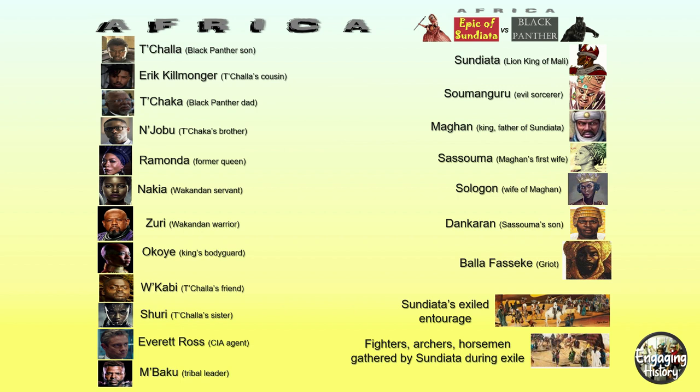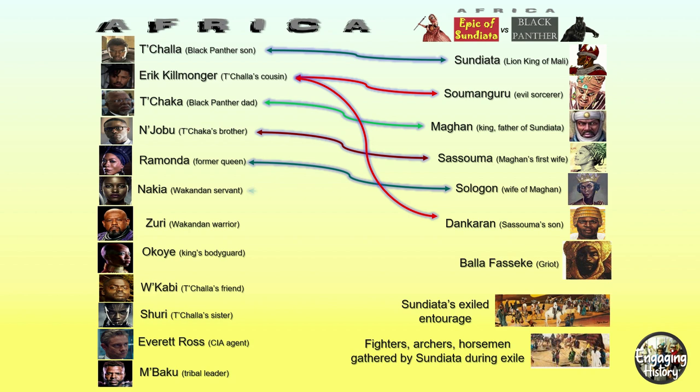Later on in the lesson, I have this slide that students really enjoy. I ask them to connect the characters from both stories. Obviously, T'Challa is Sundiata. Eric Killmonger is Sumanguru. He might also be Dankaran. By the end, I ask my students to select one of the 3 writing prompts here.